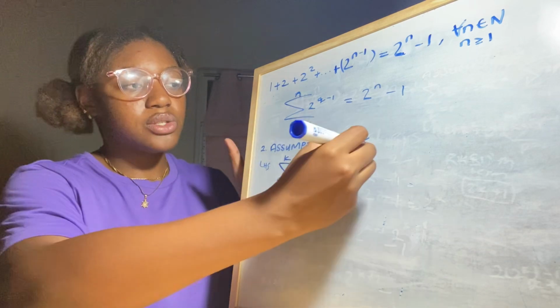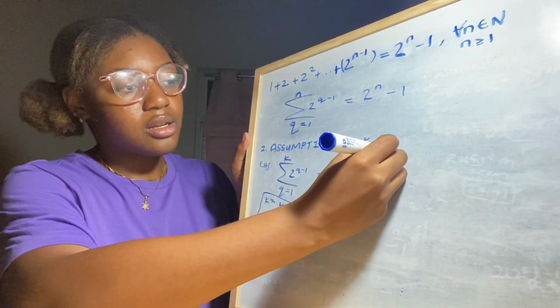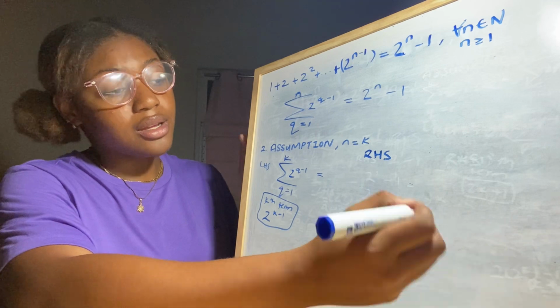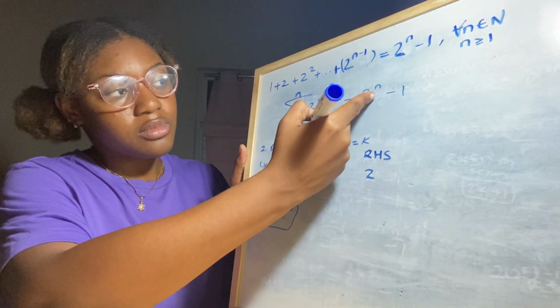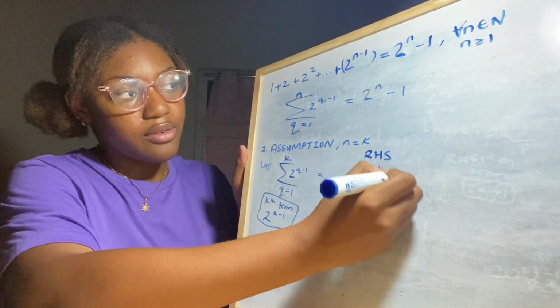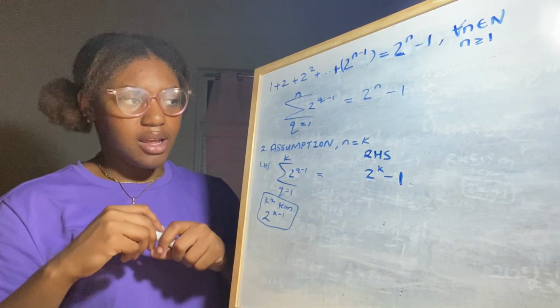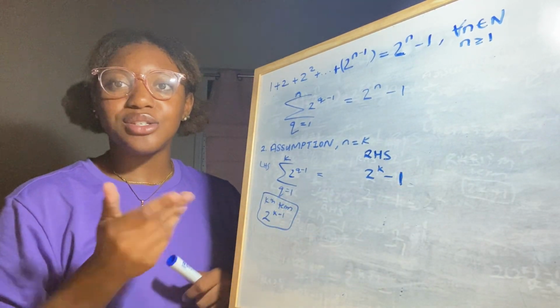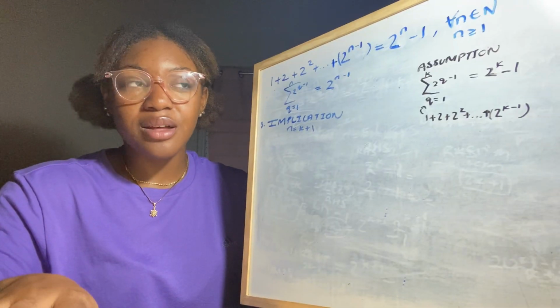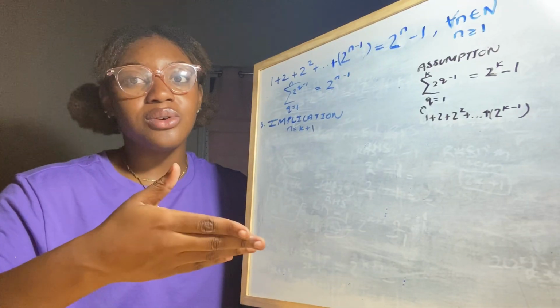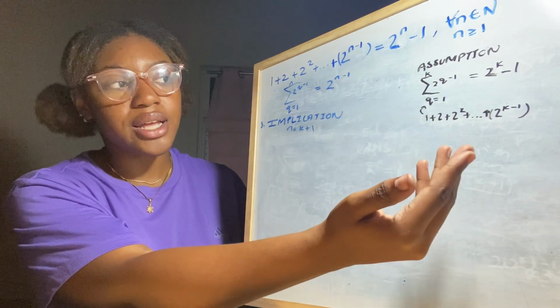Next, we're going to move on to our right hand side. Above the n, we're going to put k. So we're going to have 2 raised to the n, so we have k right here, minus 1. And that's it. We're assuming that that's true. And we move on to our final step, the implication step.